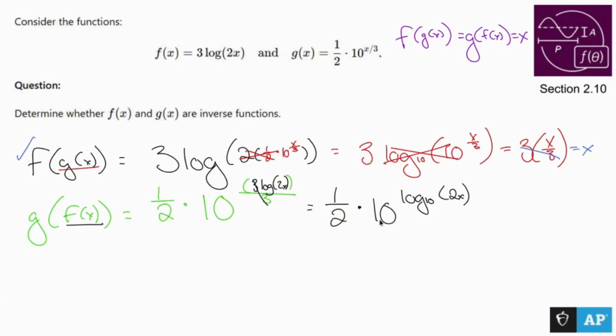Why? Well, 10 to the log base 10 cancels each other out. The 2x drops down, so that leaves me with 1/2 times 2x. Half of 2 is 1, so half of 2x is x. So it worked for you. So f of g of x and g of f of x are the same, and they're both x. Therefore, are they inverses? Yup!